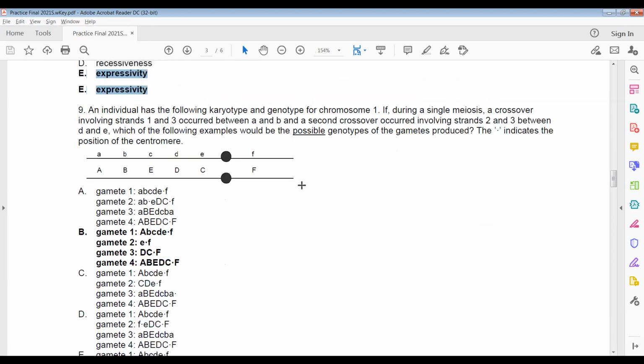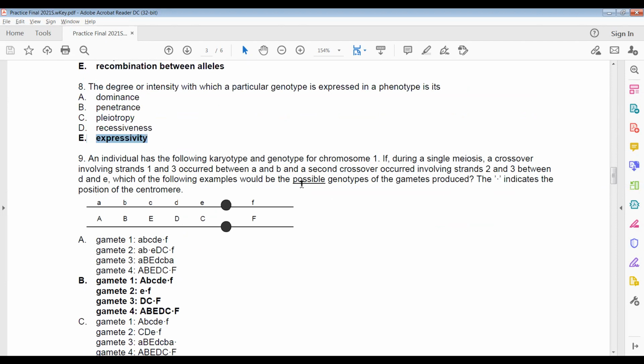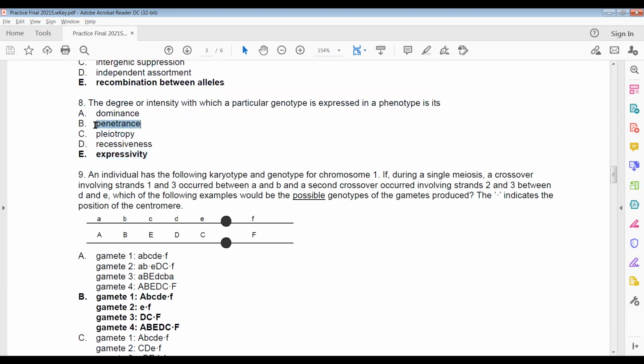All right. What's the difference between expressivity and penetrance? Penetrance is the percentage, the chance. For example, if two individuals carry the same genotype and should show the blue color, and both of them show blue, the penetrance should be 100%, right? If one shows and the other one does not, that's 50% penetrance.